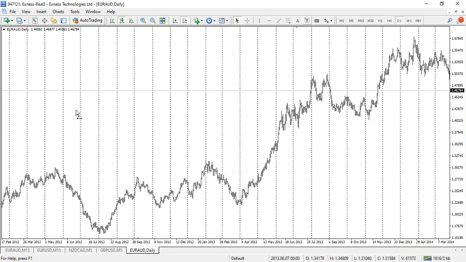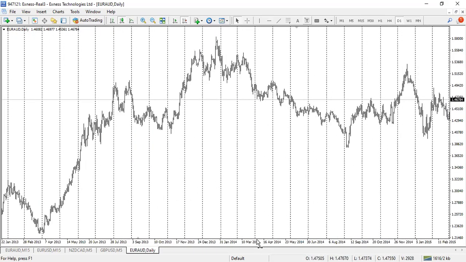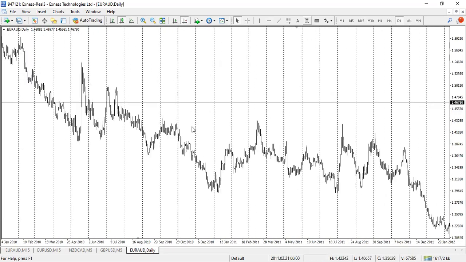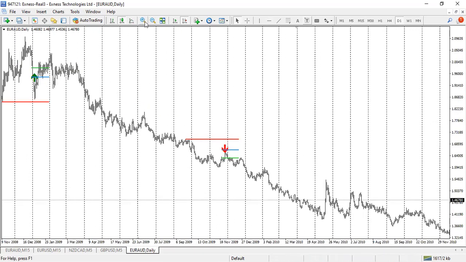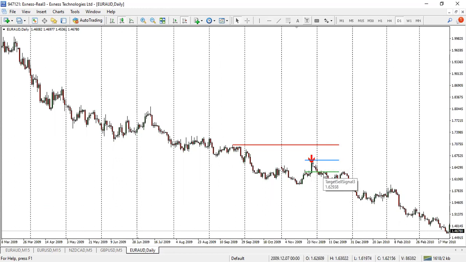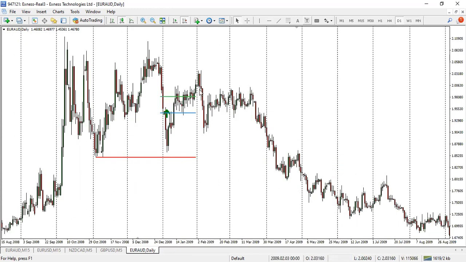You can see we are already in longer months. So this is another setup here. Another one is sold down and it hit the target. Another one he bought, and this is the daily time frame.